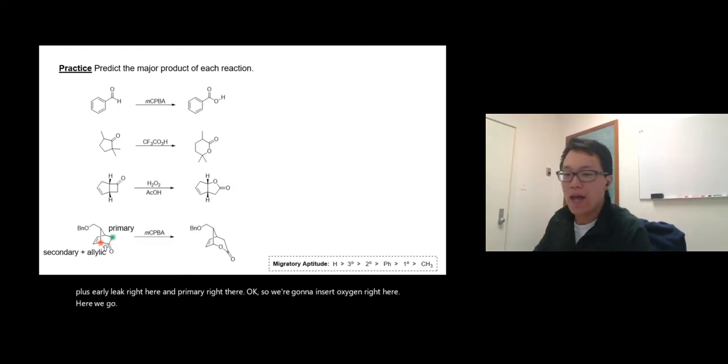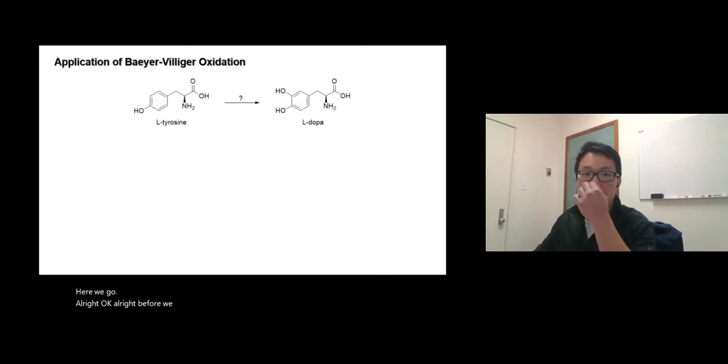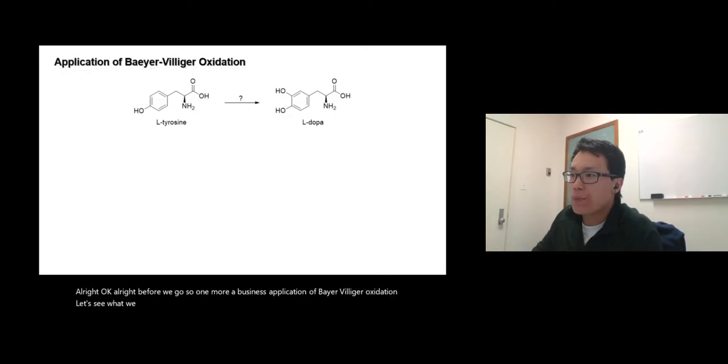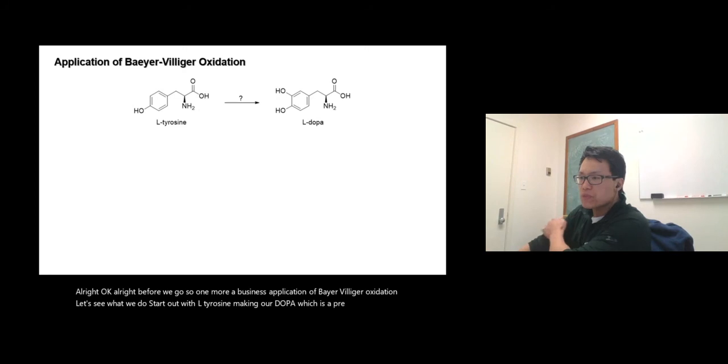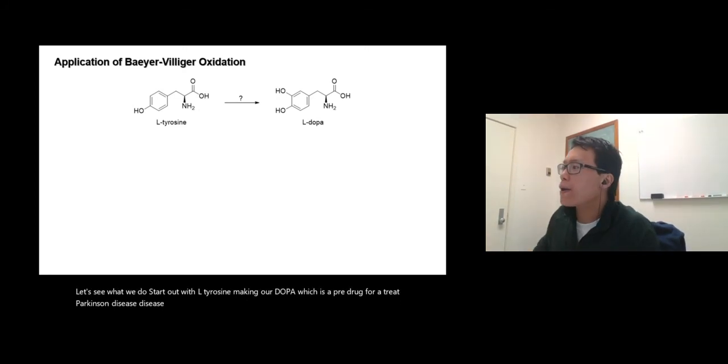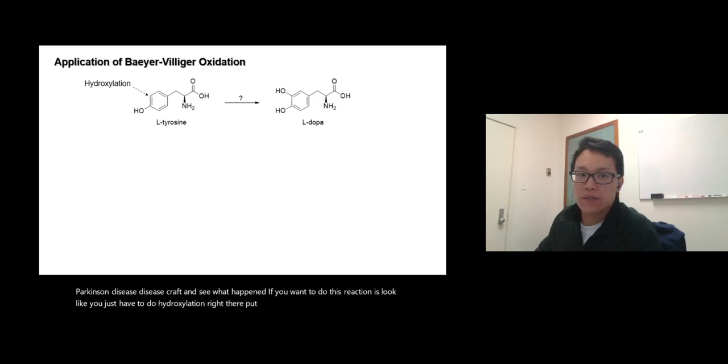All right, before we go, one more. This is an application of Baeyer-Villiger oxidation. Let's see what we do. Start out with L-tyrosine, making L-dopa, which is a pre-drug to treat Parkinson's disease. Let's see what happened. If you want to do this reaction, it looks like you just have to do a hydroxylation right there. Put one more OH group in there.